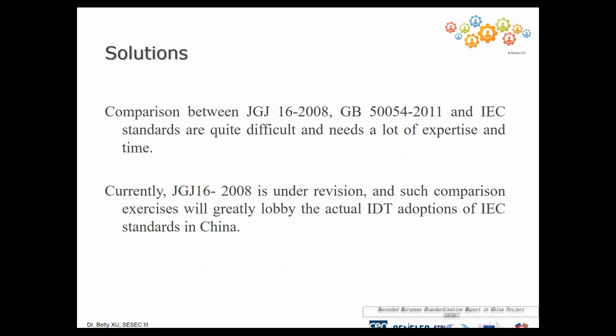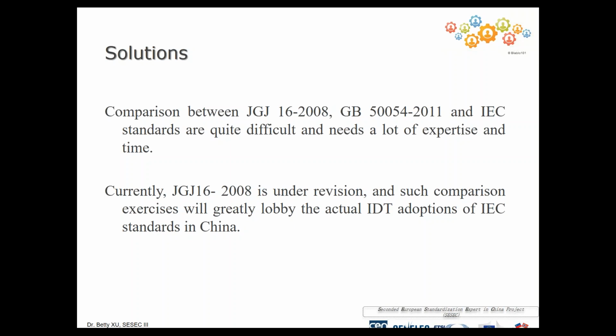So solutions. Our project is to promote international standards. So we still think that to lobby Chinese stakeholders, especially China SDOs, to adopt the IEC standards, especially IEC TC64 standards, is the solution. So first, I think the comparison between JGJ16-2008 and GB 50054 is very important, because of the habit or the tradition of China civil engineering designers or electrical designers for civil buildings, they do not understand IEC TC64 standards. They just want to get the money from JGJ16.